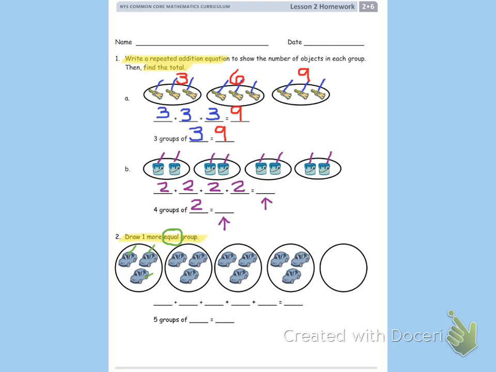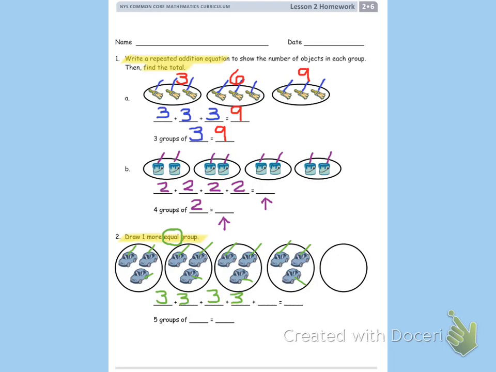1, 2, 3 in the first group. 1, 2, 3 in the second group. 1, 2, 3 in the third group. 1, 2, 3 in the fourth group. But look at that 5th group. We're supposed to draw 1 more group of cars that has an equal number in it.